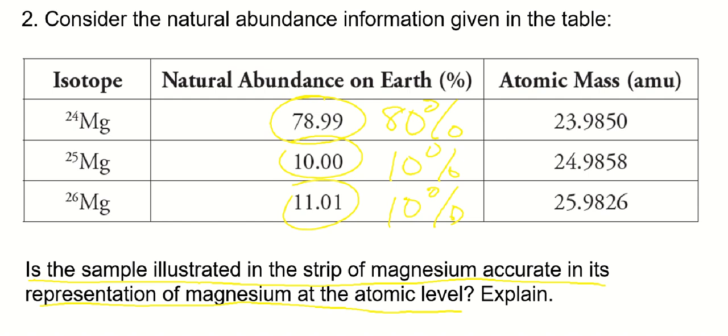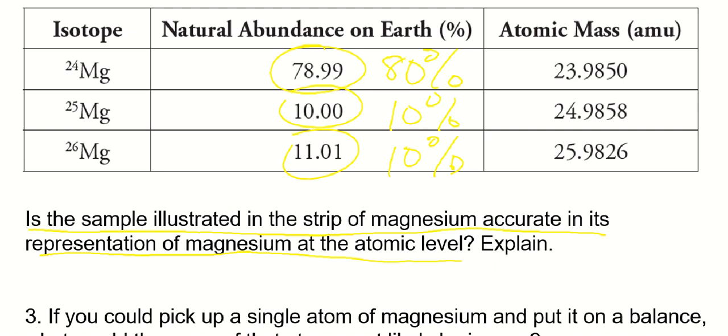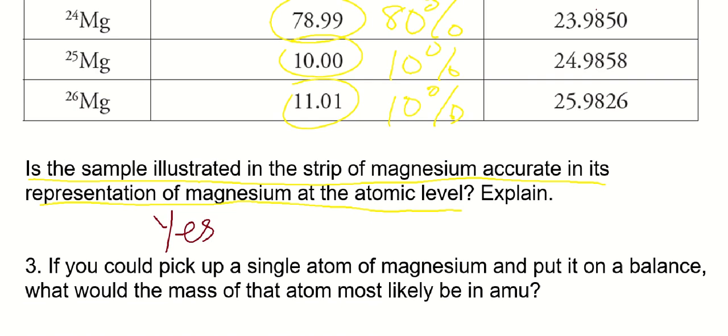Explain, because it matches the data. What else is there to explain? So yes, it matches the data. Pretty close. 80 is close to 79, and 10 is close to 10, and 10 is close to 11.